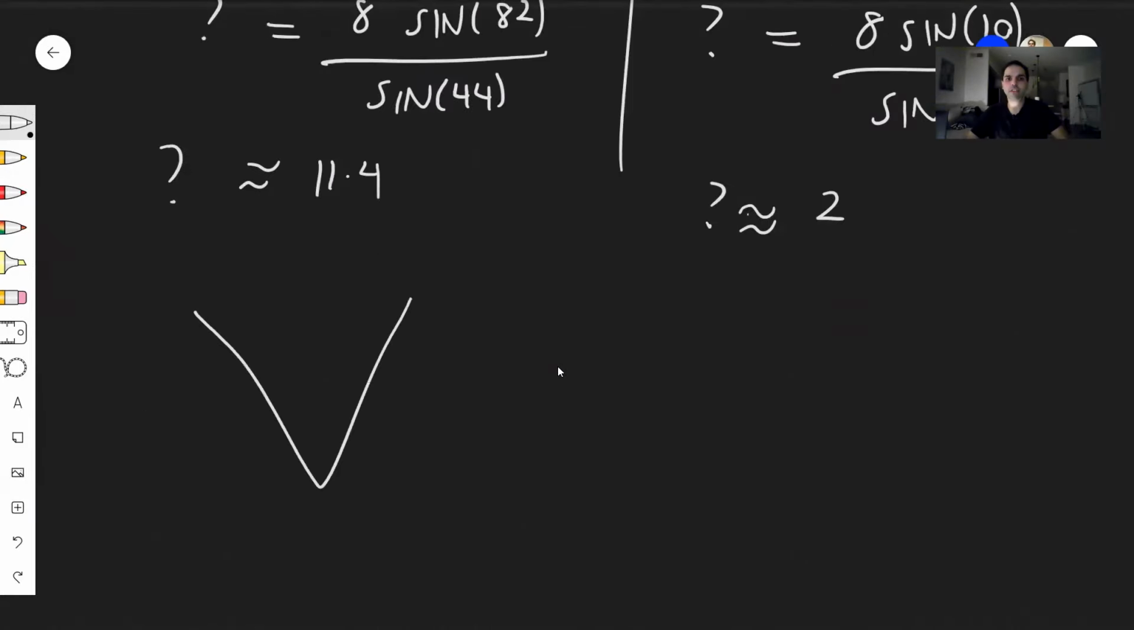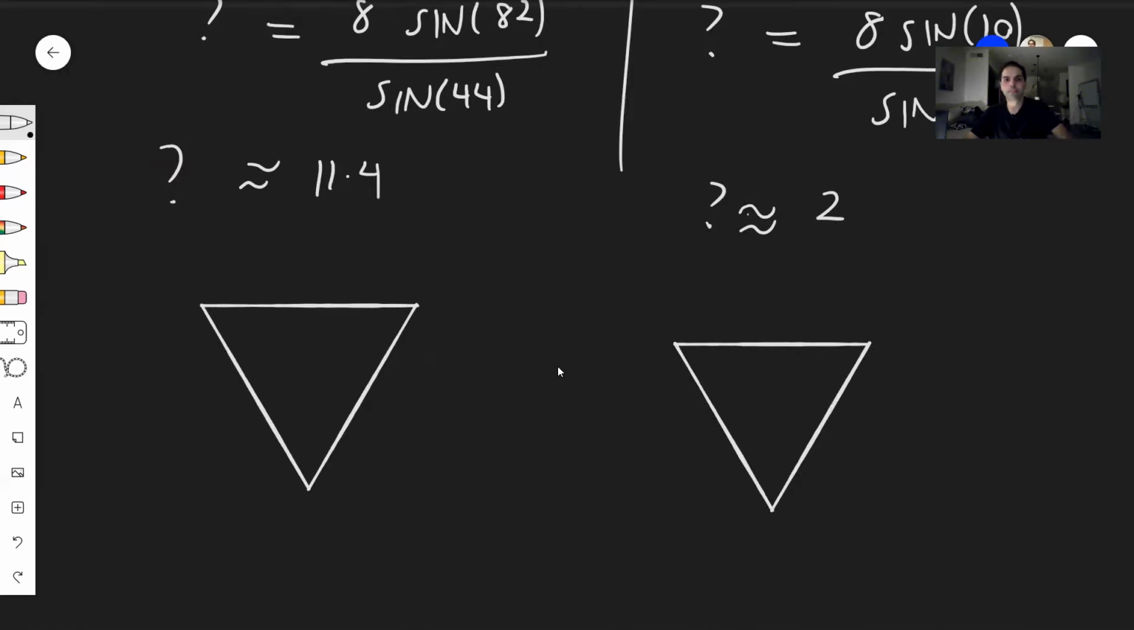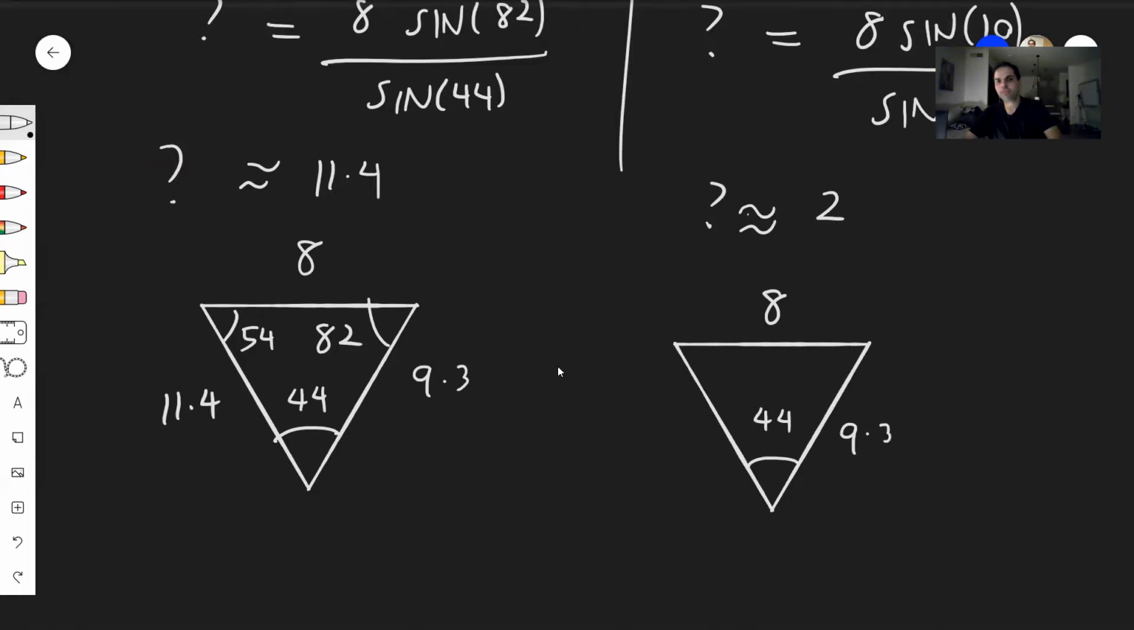So two scenarios. Either we have this triangle, with angle 44, side 8, side 9.3. This one we calculated to be 54, one of the choices, which gives the other angle of 82, and this side 11.4. Or we had the other scenario. Again, this was 8, 44, 9.3. The other choice was the angle of 126, which gave the other angle of 10, and this side too.